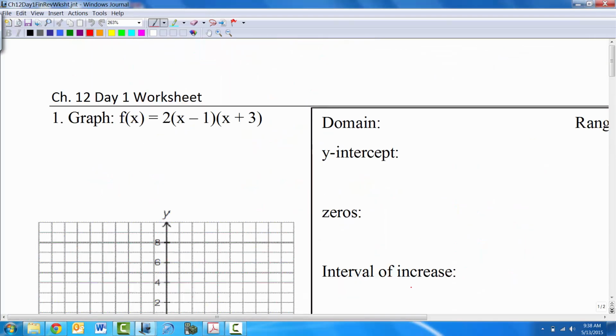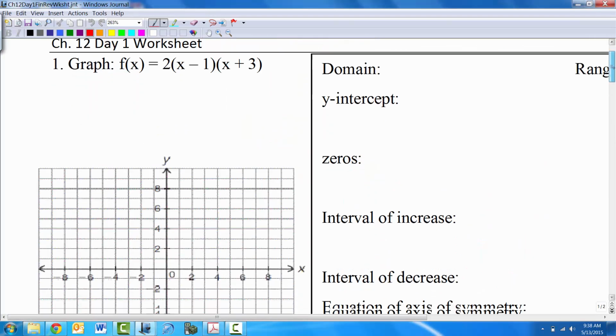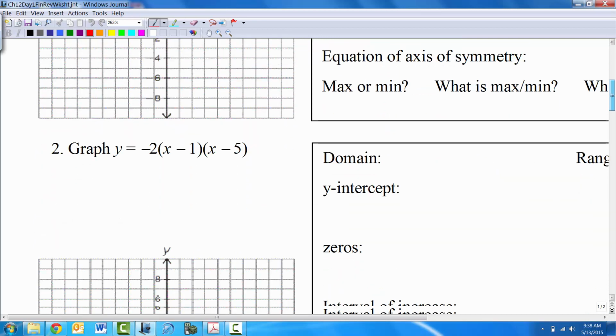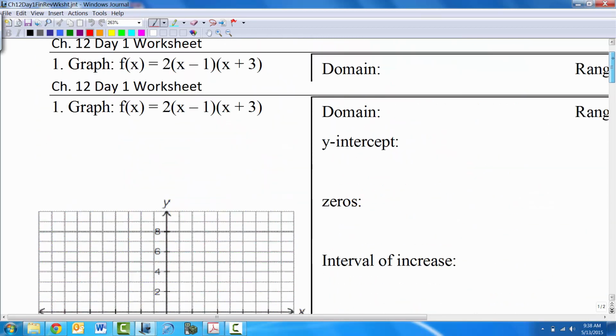Okay, so I want to fast track these examples. Again, I do one, you do one. I do one, you do two. I do three, you do four. I do five, you do six.